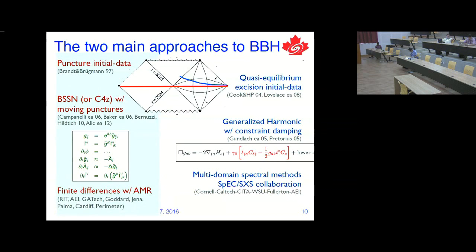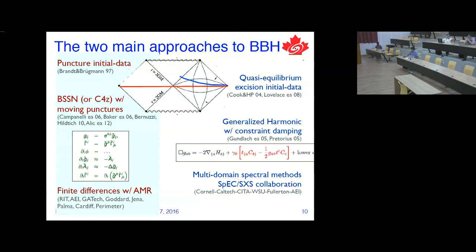First of all, towards the top of the slide, the two approaches use different types of initial data. The BSSN evolution, shown on the left-hand side, typically uses puncture initial data that goes from one asymptotically flat end through Einstein-Rosen bridges to the other asymptotically flat end. Whereas the harmonic approach uses quasi-equilibrium excision data that starts at an asymptotically flat end and only solves initial data up to the horizon or slightly inside the horizon.